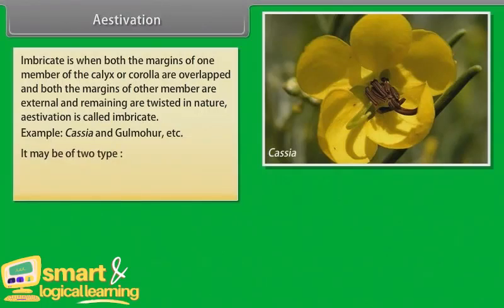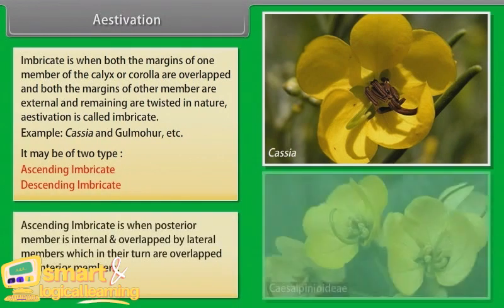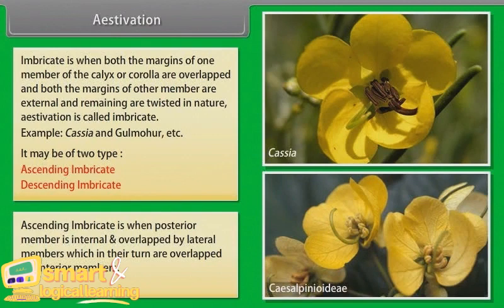It may be of 2 types: ascending imbricate, descending imbricate. Ascending imbricate is when the posterior member is internal and overlapped by lateral members, which in their turn are overlapped by anterior members. Example, Cassia sophera.